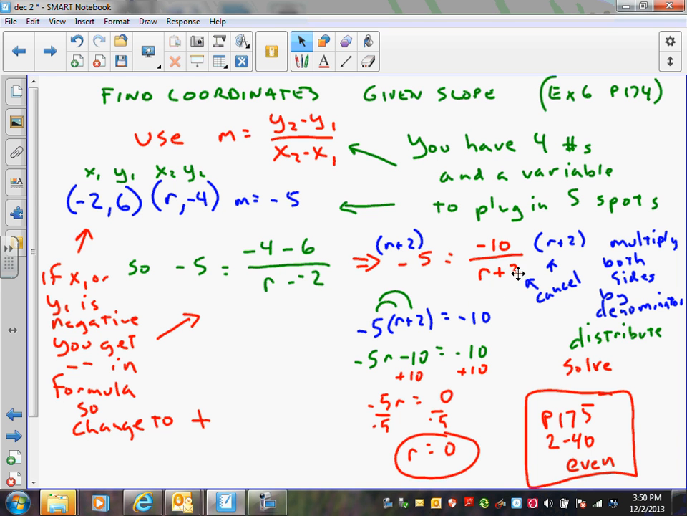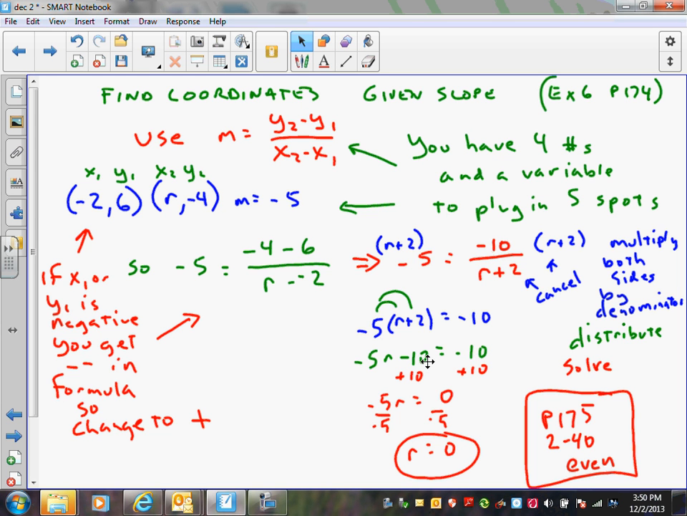I got to get rid of this r plus 2 on the bottom because I can't solve it like that. So I got to move it to the other side by multiplying both sides by r plus 2. This one will cancel this one. They go away. I just have -10 on the right side. We've got r plus 2 times -5. I've got to distribute. -5 times r is -5r. -5 times 2 is -10. It's equal to -10, so then I have to solve it.